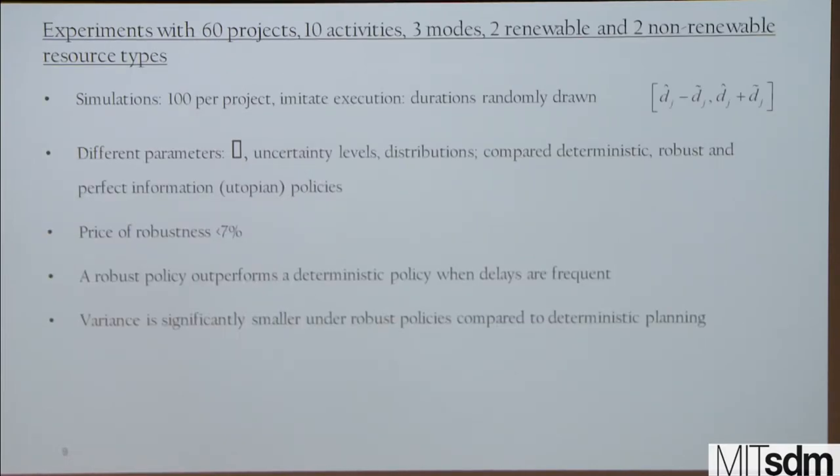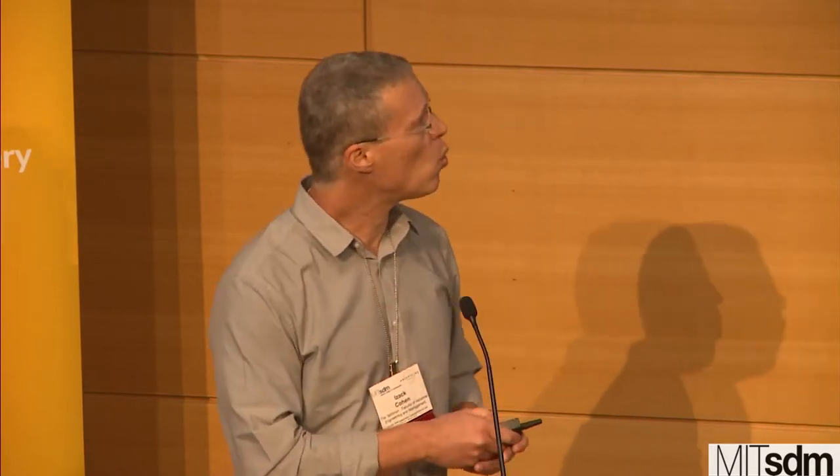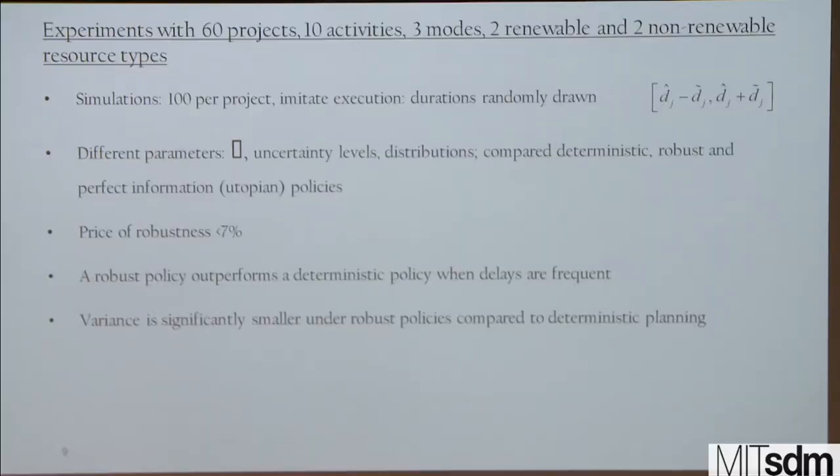We conducted experiments. This is ongoing, so we are extending this, but with 60 projects, with 10 activities, 3 modes, 2 renewable and 2 non-renewable resource types. And we solved the robust optimization, the deterministic and utopian policies that I will discuss in a minute. We solved them, but we wanted to see how they will hold in execution. So we simulated each of these cases 100 times. And to imitate execution, we drew the durations randomly from the interval in which they can be realized. And we observed the results. We used different parameters. This should be gamma. Gamma parameter, we changed uncertainty levels, distributions. We compared deterministic, robust, and perfect information policy.